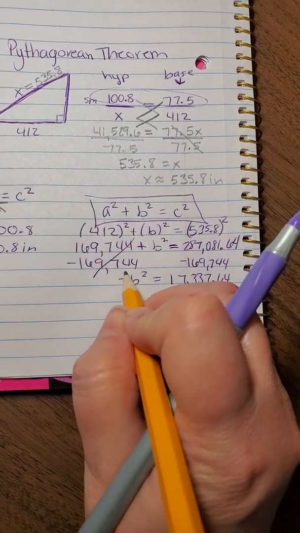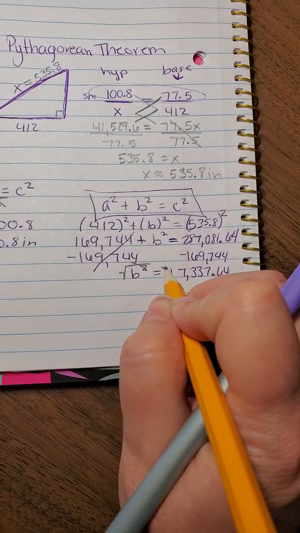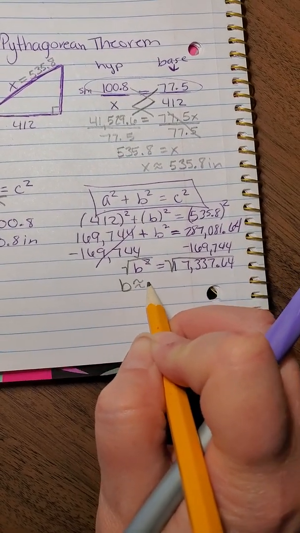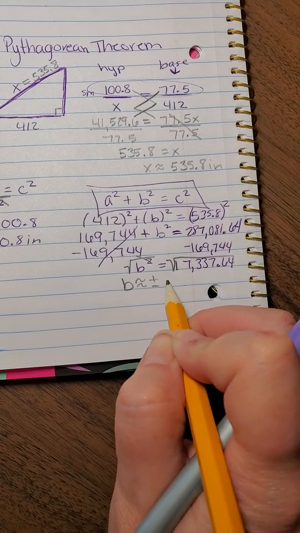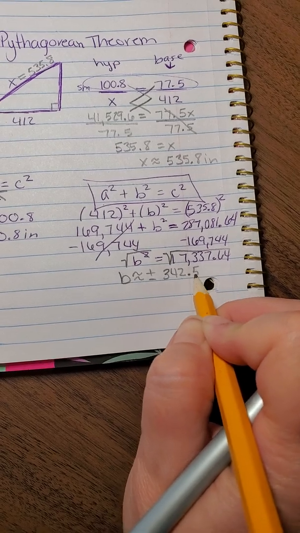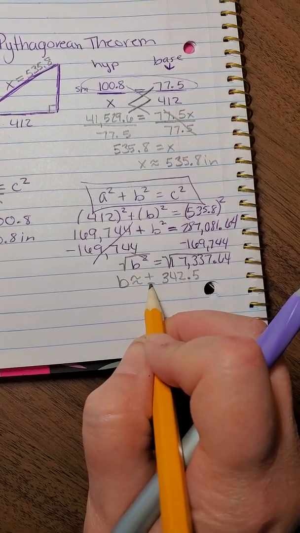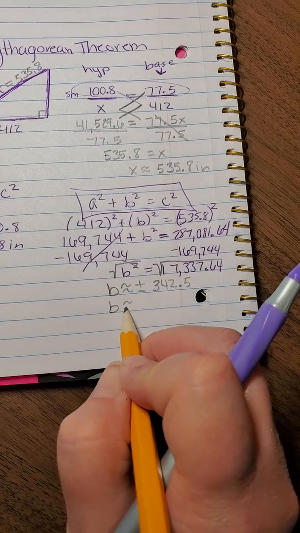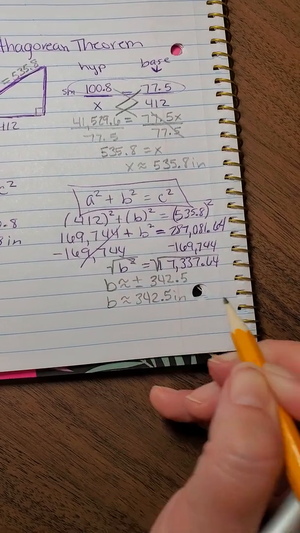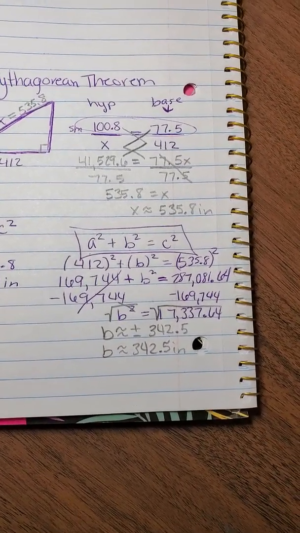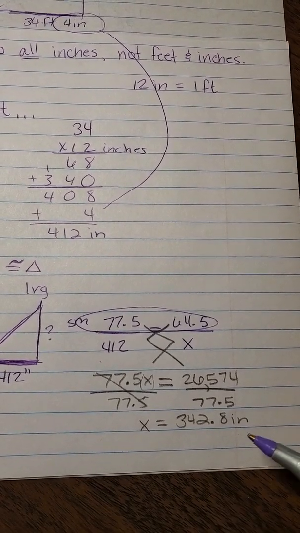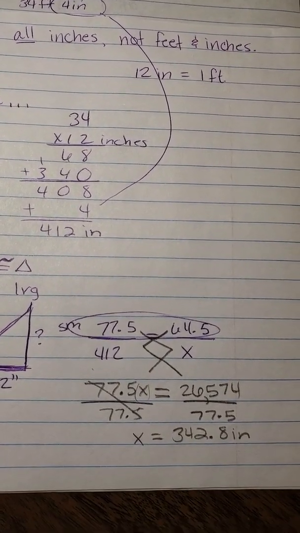The opposite of squaring is to square root it. If you do it to one side, you got to be fair and balanced, do it to the other. B is about equal to plus or minus 342.5. Again, we can't use the negative if it's a measurement. So B is about equal to 342.5 inches. And if we check back over on the other side, we got 342.8 inches approximately.